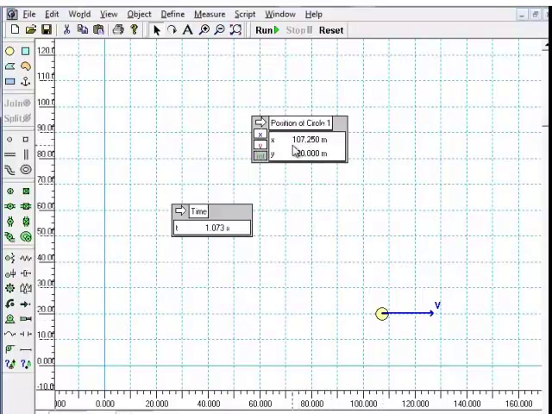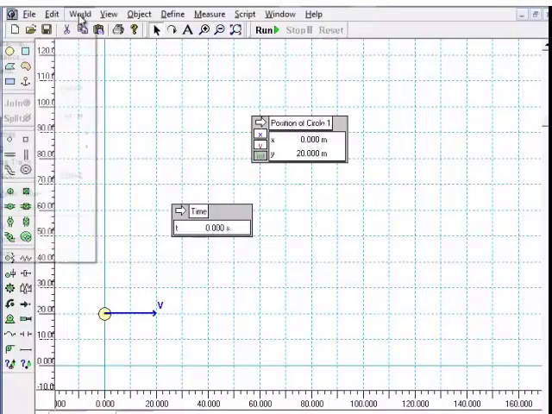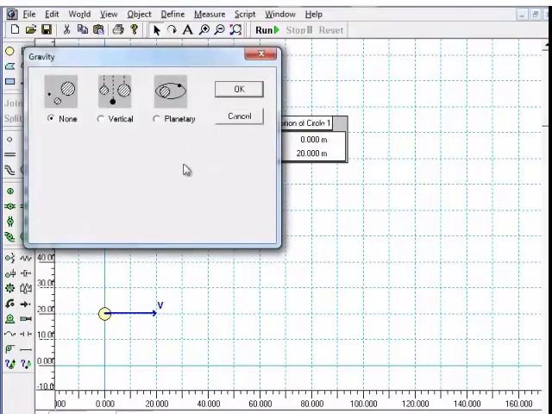I did post the actual distance it covered, 107.250 meters, and we can see that therefore it covered 100 meters per second. Okay, so let's start over. This time I'm going to turn gravity on.